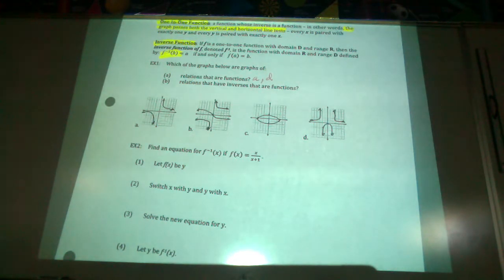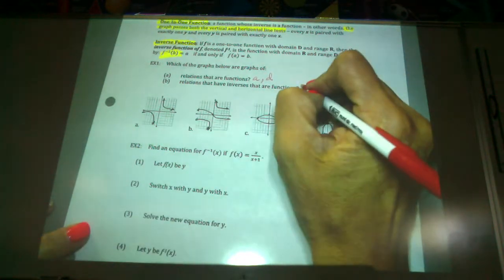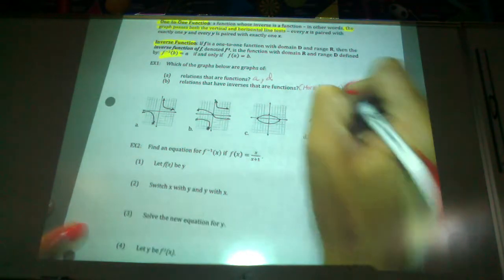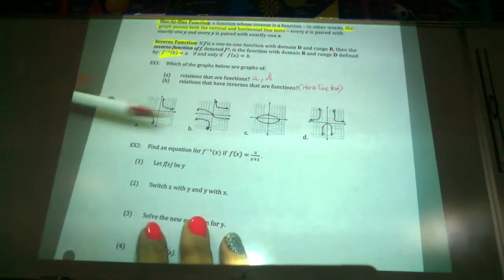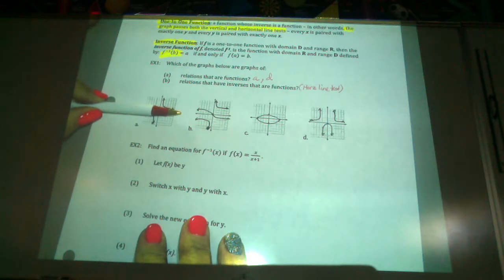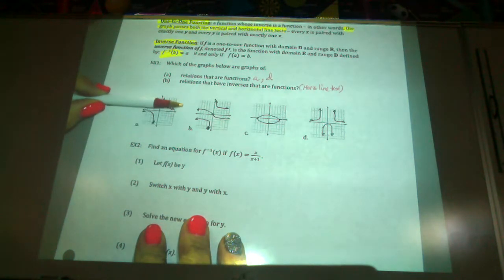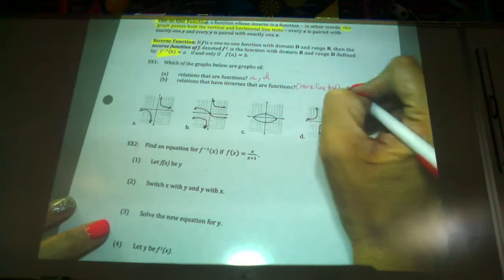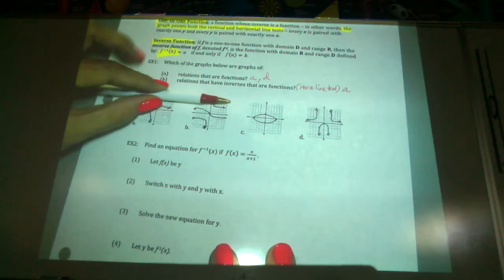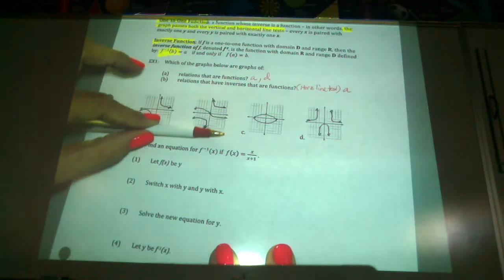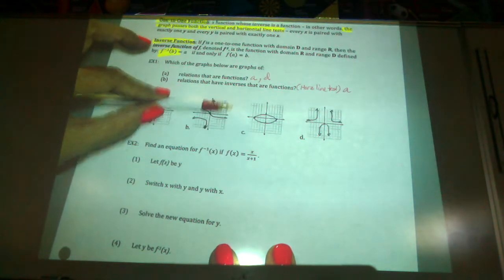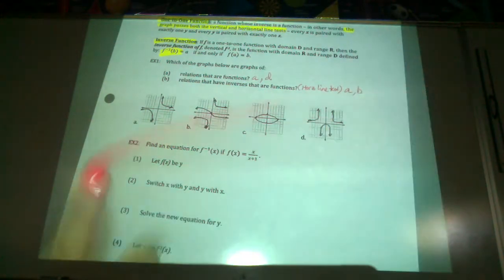Then part B. Relations that have inverses that are functions. That's your horizontal line test. So this is your horizontal line test on the original function. So I'm going to run my horizontal line through each of the graphs. If I run my line horizontally through this graph, does it only touch the graph once at any point? It only touches it once, so it passes, right? So A passes. What about B? B passes, right? I don't see any place where it touches it twice horizontally, so B passes. What about C?